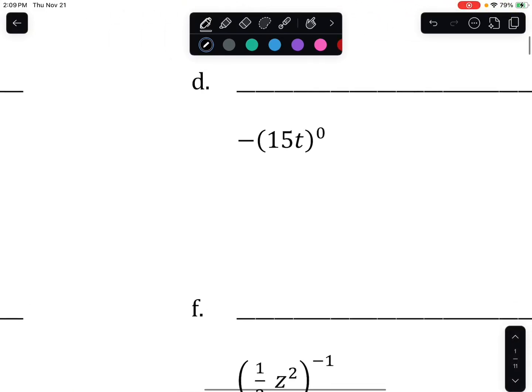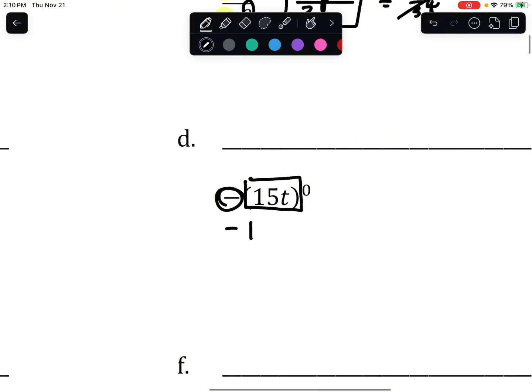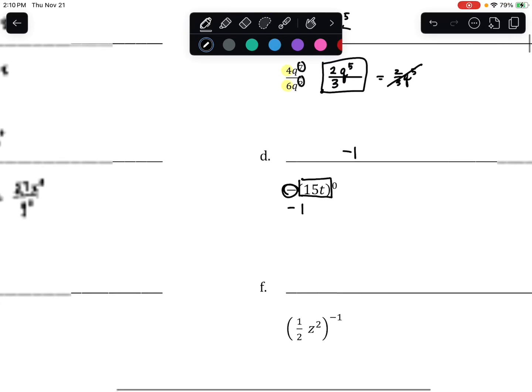This next one, be careful, only the 15t is being raised to the 0 power, so that part becomes 1, but anything outside the parentheses would still be there. And so this answer is -1.